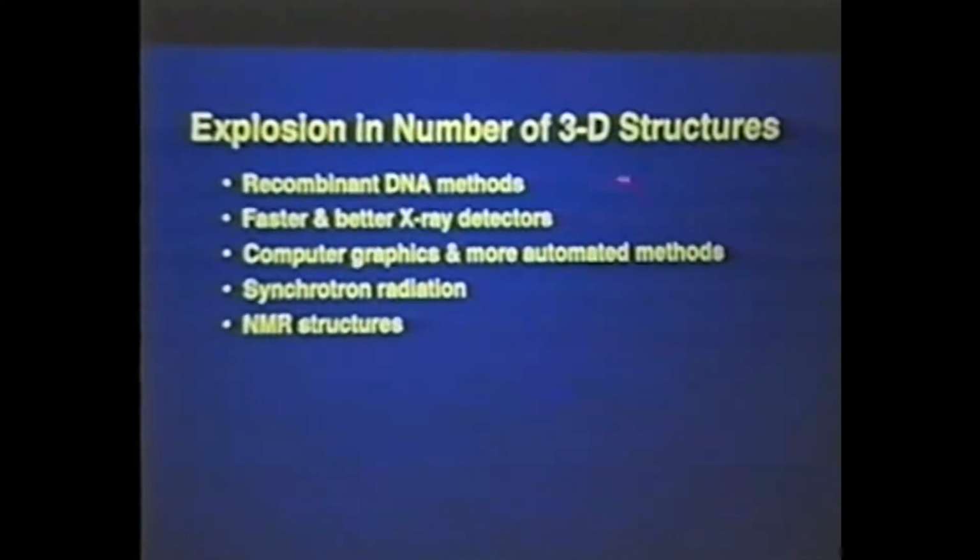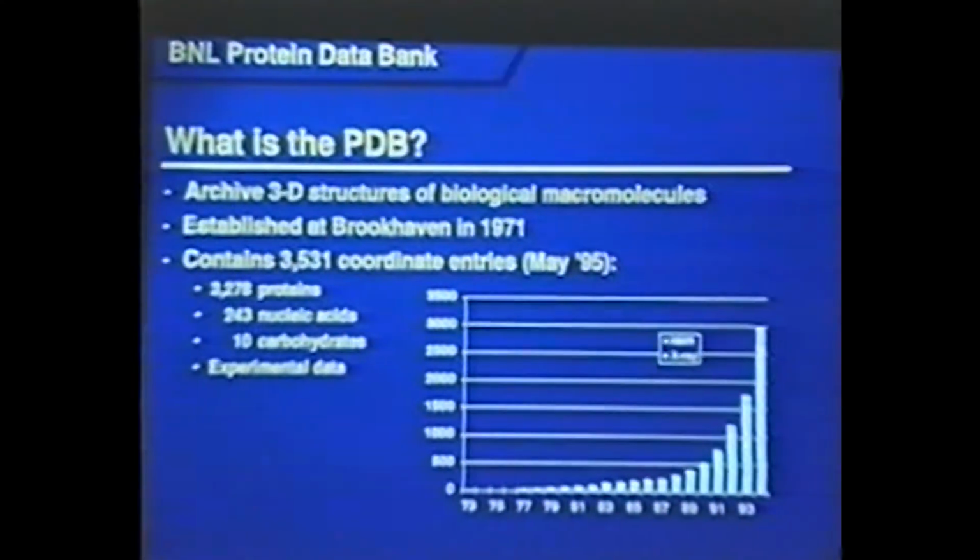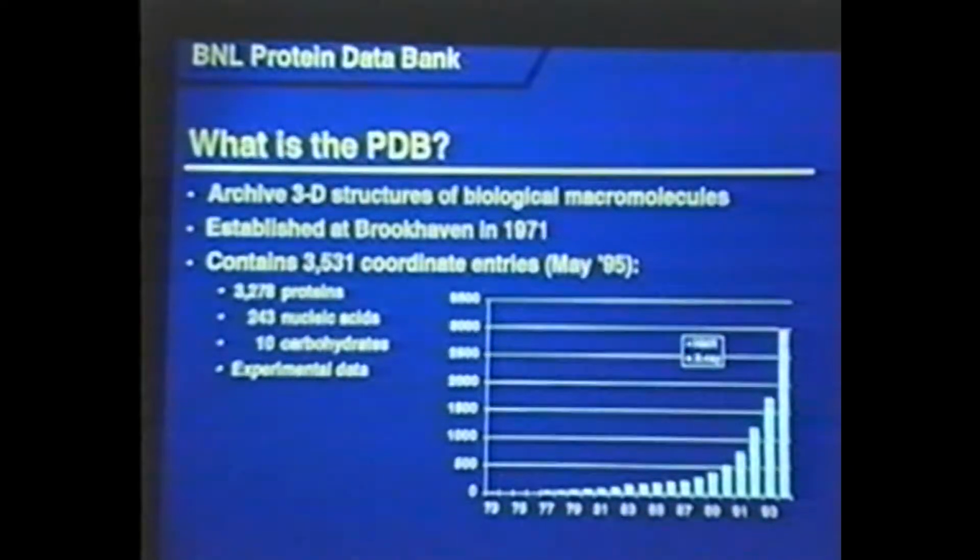There are much faster and better X-ray detectors, better X-ray sources, especially synchrotrons, which allow scientists to work with extremely tiny crystals that are down to 10 microns or even smaller, computer graphics and better computers. And finally, the advent of structure determination, not just by X-ray crystallography, but by NMR. So this part which comes out in red over here, these are the number of NMR structures that are available. And as of the middle of May, there are 3,531 different sets of coordinates in the Protein Data Bank.